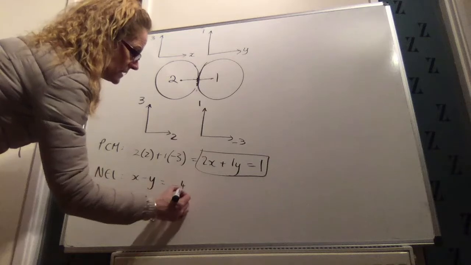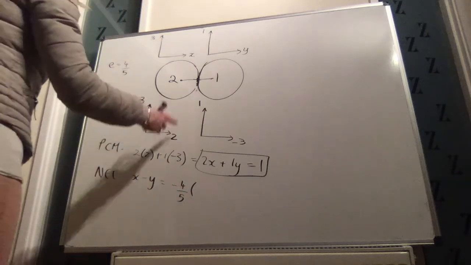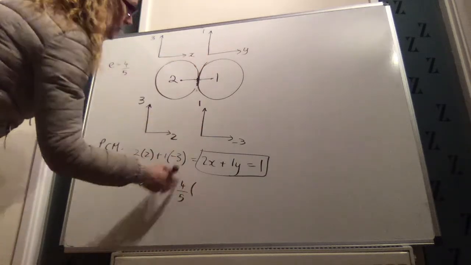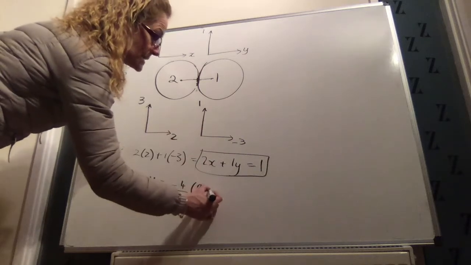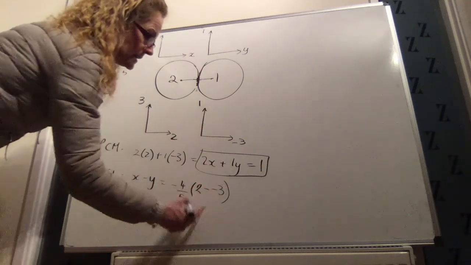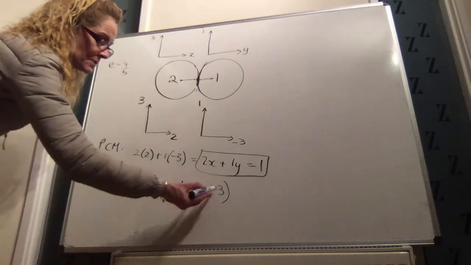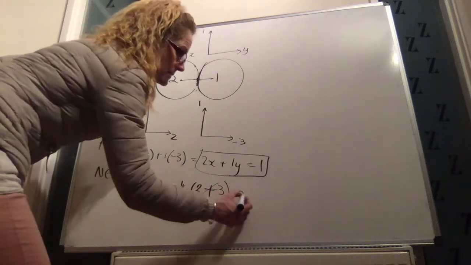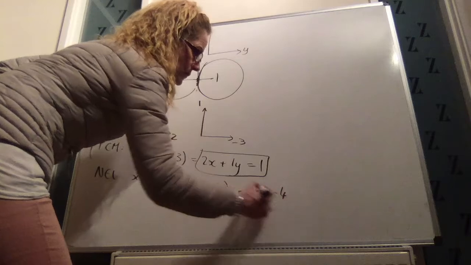So it's equal to minus e times that minus that velocity is minus 4 over 5 times this velocity, take away this. So 2 take away minus 3 is 2 plus 3, which is 5. The 5 and the 5 divide out, so we have x minus y is equal to minus 4.